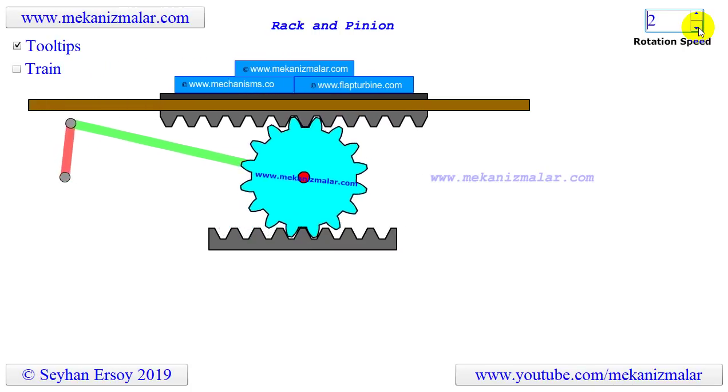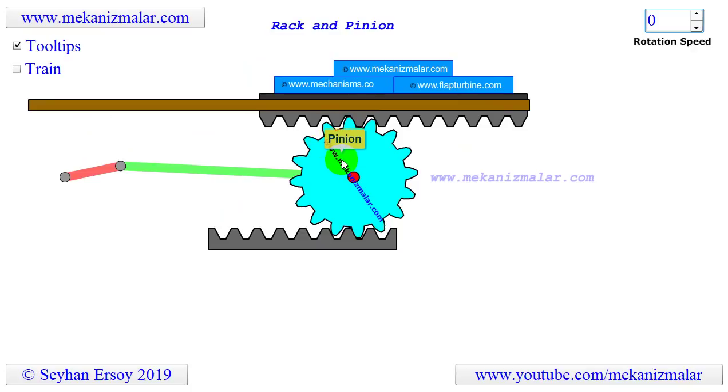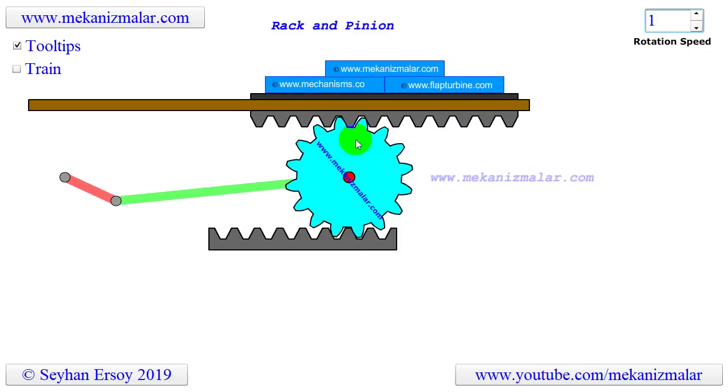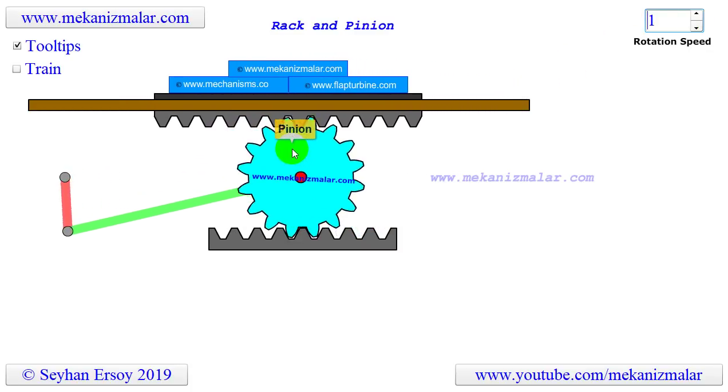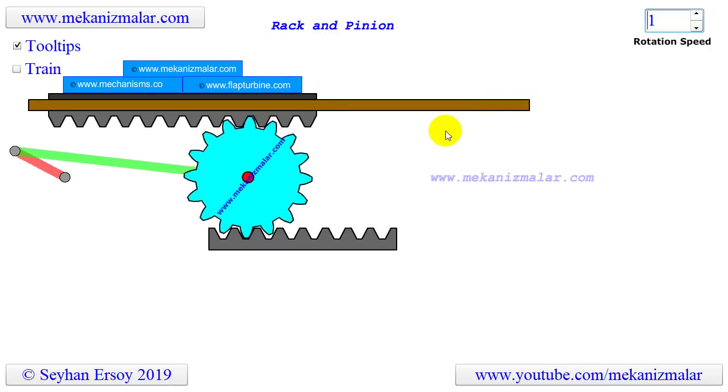Rack and pinion mechanism consists of two components, a straight gear called the rack and a round gear called the pinion. The rack can be considered a very small segment of an infinite radius gear. When the pinion is revolving, the rotation motion of the pinion gear is converted to the linear motion of the rack. On the other hand, if the rack is pushed in one way, the linear motion of the rack is converted to rotation of the pinion gear.